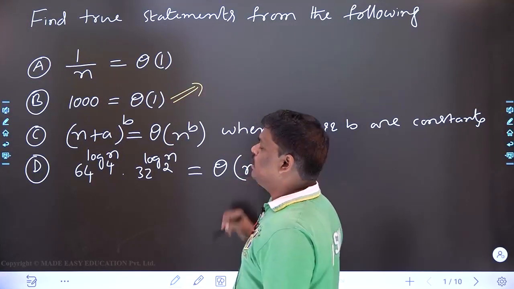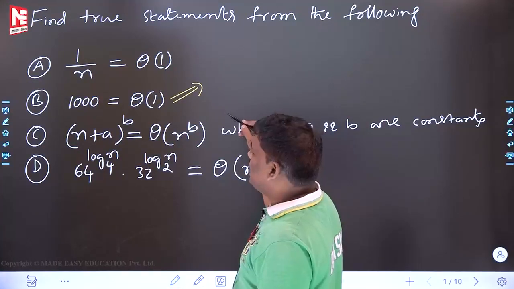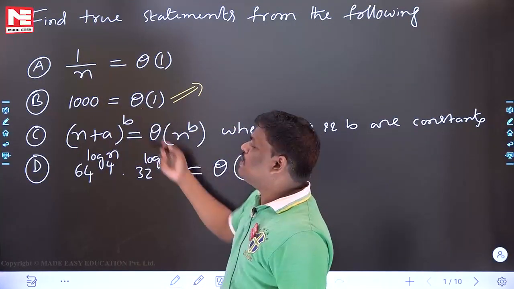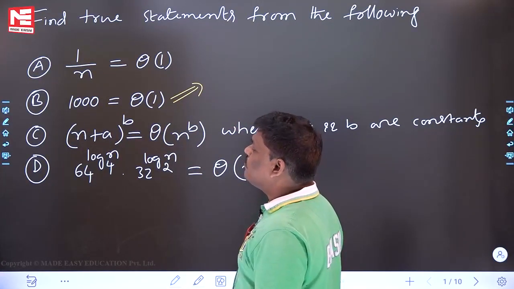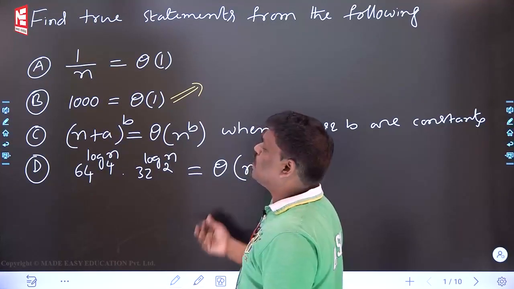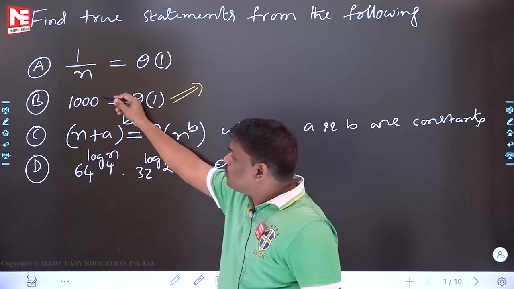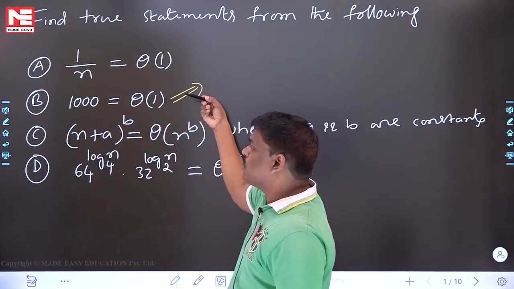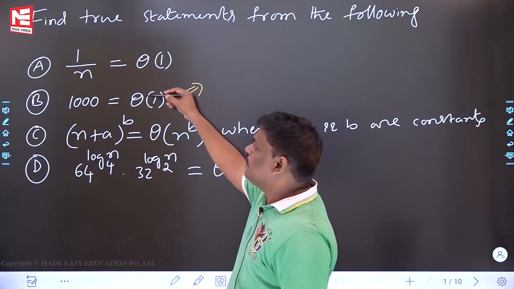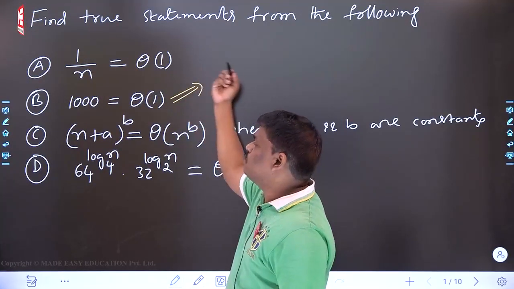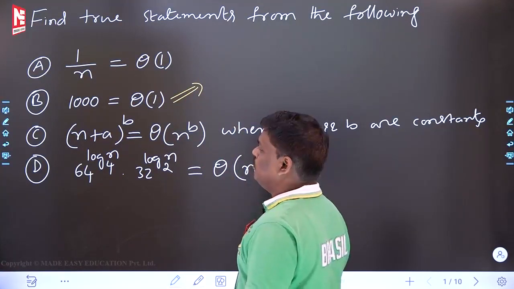Let's see option B. 1000 is theta of 1. Is it right or wrong? Of course, because the left hand side is constant, and the right hand side is also constant. Some people are asking me, on the left there is 1000, on the right there is 1, how can you say both are equal? There is a C, maybe 1000. Then I think both will be equal.